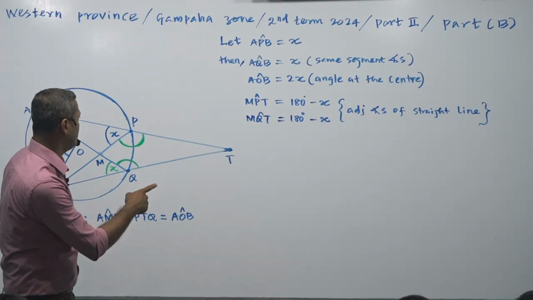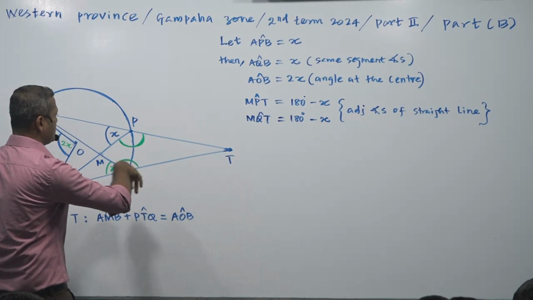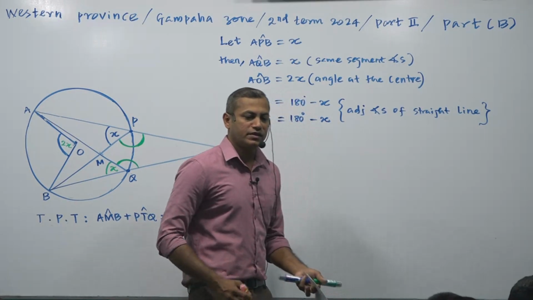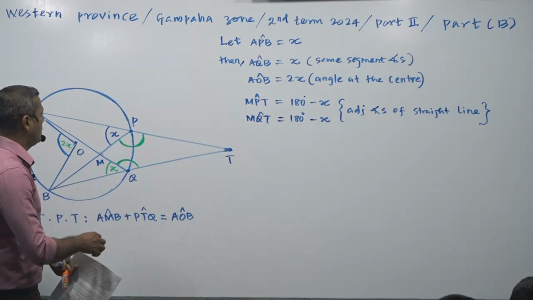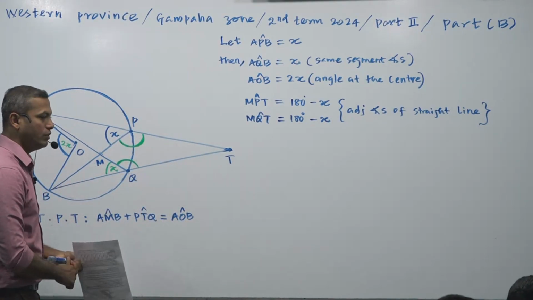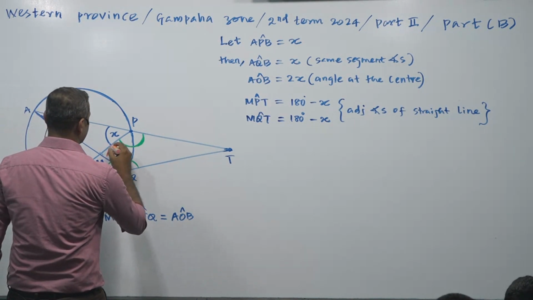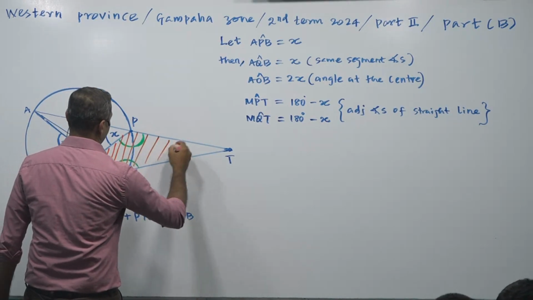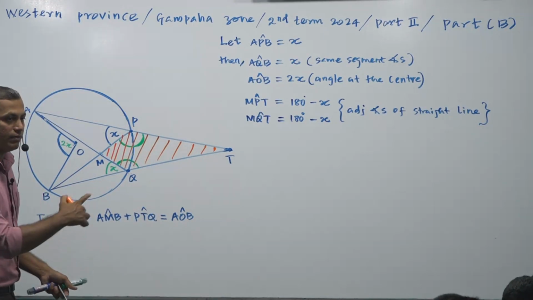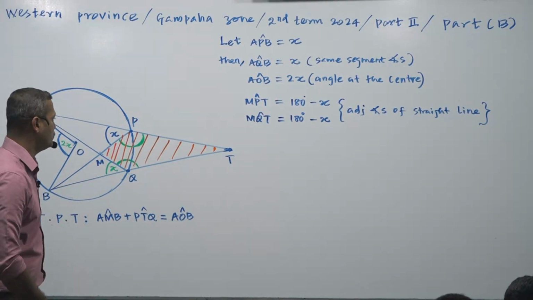Can you see there is a quadrilateral in this diagram? Can you name it? MPTQ, yes or no? Or you can name it as MQTP. Can you see this quadrilateral? Then you know the sum of interior angles of a quadrilateral is 360. That's what I am going to use now.